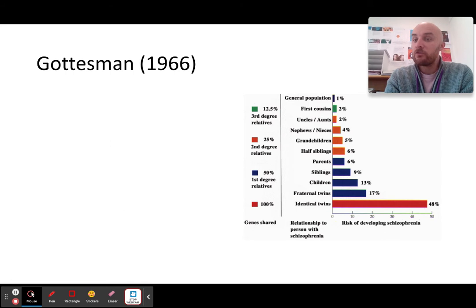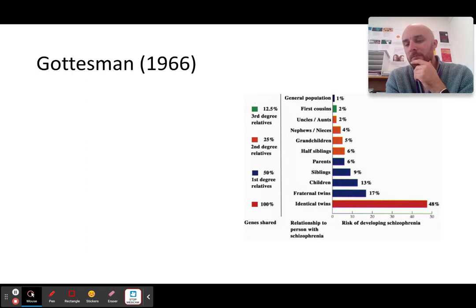If one of your grandchildren has schizophrenia, you have a 5% chance of developing it. Now, if your DZ sibling, so your non-identical sibling, if you were part of twins, for example, were to get schizophrenia, Gottesman calculated that it was a 17% chance. By the way, I know it says 1966 up there. That was Gottesman and Shields, but I should change this, because this came from the 1991 study.